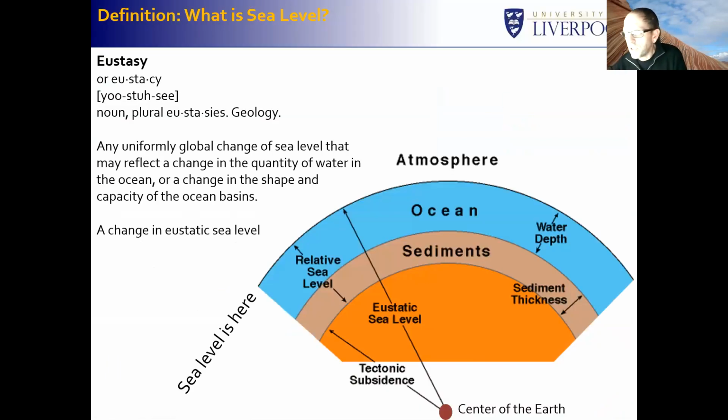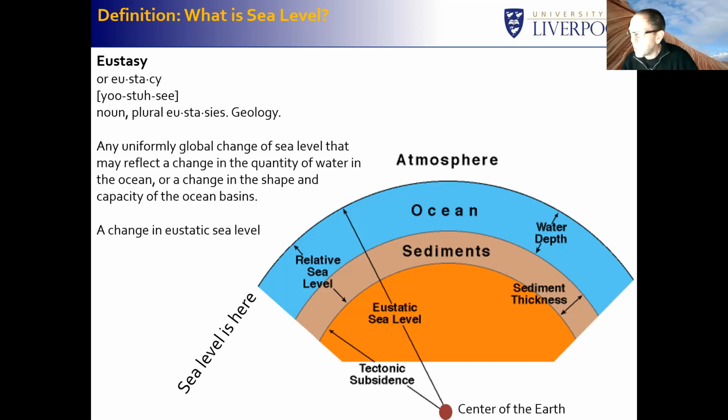So eustasy is a very useful word to understand when we're talking about sea level, modern sea level in deep time history. So eustasy is any uniformly global change of sea level that may reflect a change in the quantity of water in the ocean, or a change in the shape and capacity of the ocean basins, or put in simpler terms, a change in eustatic or global sea level. That's what eustasy is. So we're talking about global sea level, the elevation of a more or less uniform sea surface around the planet, okay?